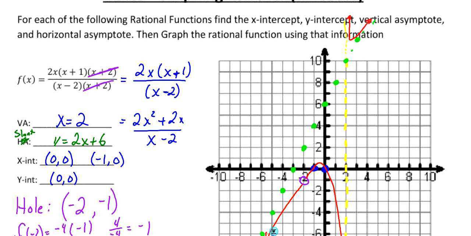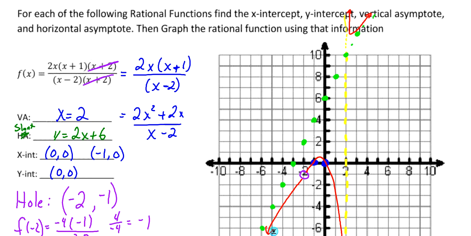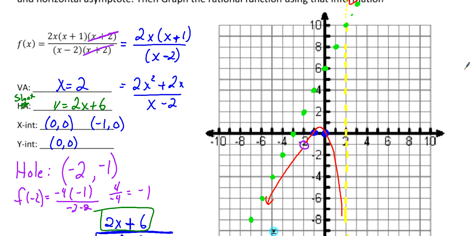And that's our function. So in this one, I have a slant and a hole. Okay, so we can have both. We can have a bunch of holes. Okay, all right, so let's look at the next problem.